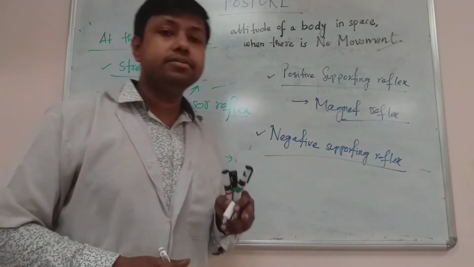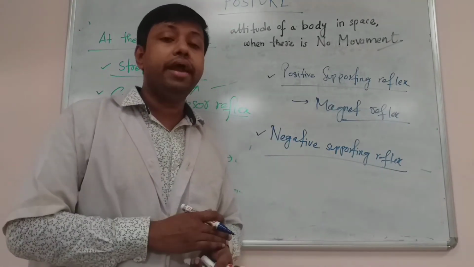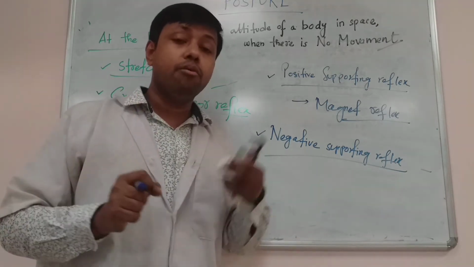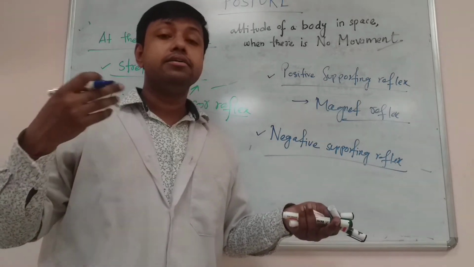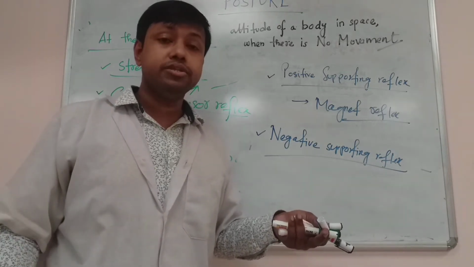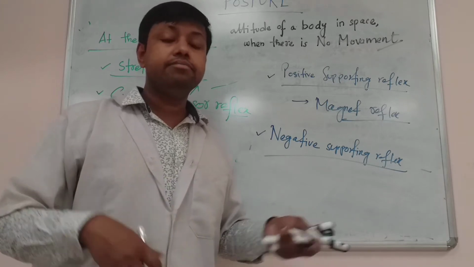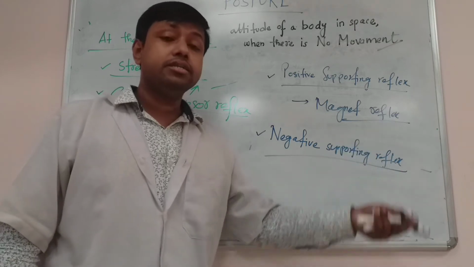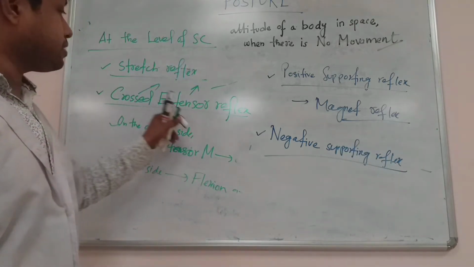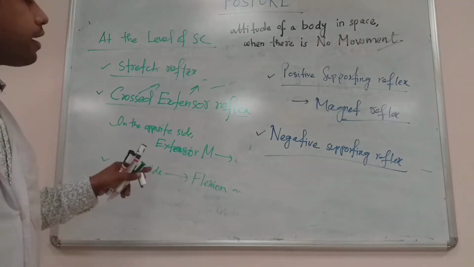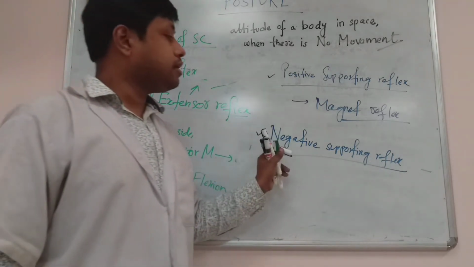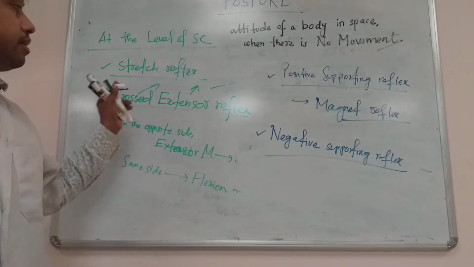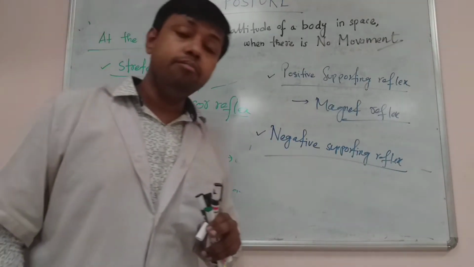Cross extension reflex means that while doing a movement, if the flexion muscles on a particular side are contracting, then the extension muscles of the opposite side will be contracted. So this is called cross extension reflex. We will see it in conditions such as walking. And we have two other reflexes known as positive supporting reflex and negative supporting reflex. So together these are the various reflexes which are integrated at the level of spinal cord.